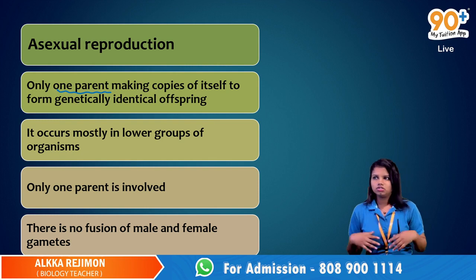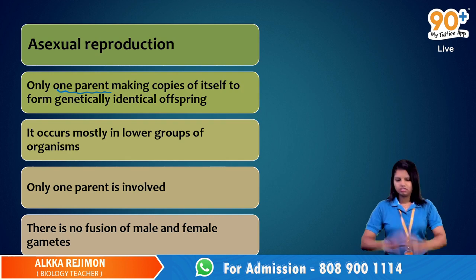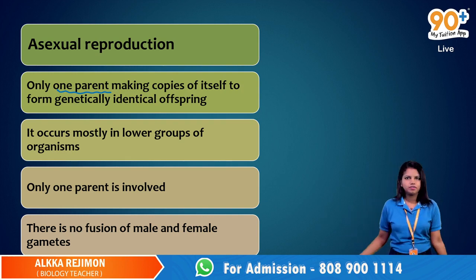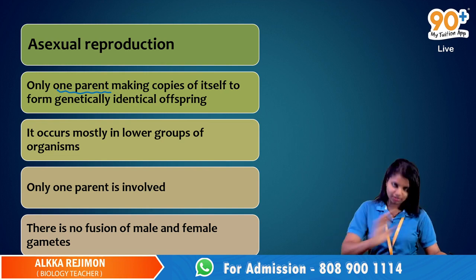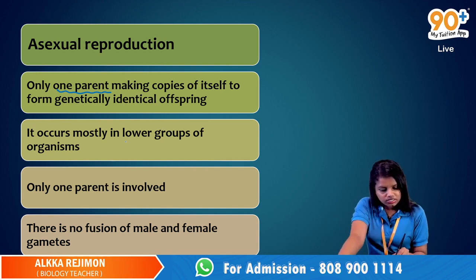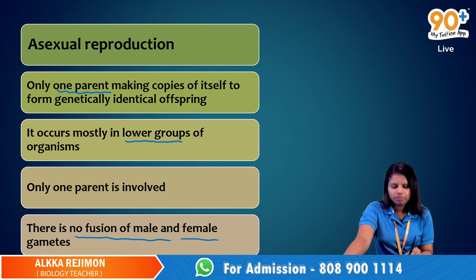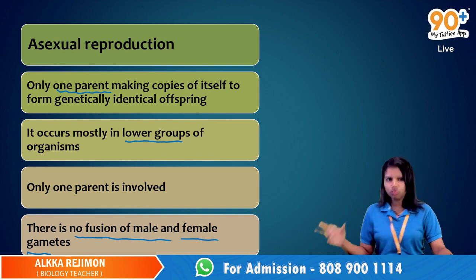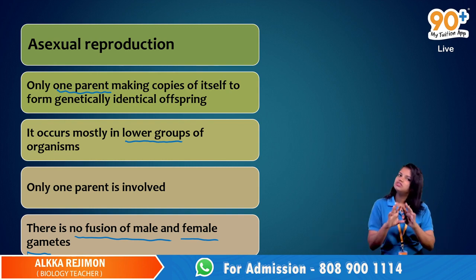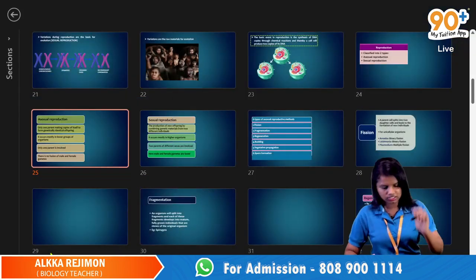That's the point. So our normal concept is like you need a father and a mother to create a baby, but asexual reproduction is entirely different from that concept, which is stating that a single parent is enough to create another baby. And it occurs mostly in the lower group of organisms, and here only a single parent is involved, and there is no fusion of male and female gametes. And since there are no two parents, because of that reason there is no fusion of the male and female gametes taking place here. That is a major concept of asexual reproduction.